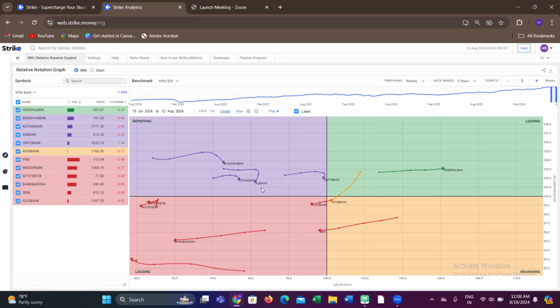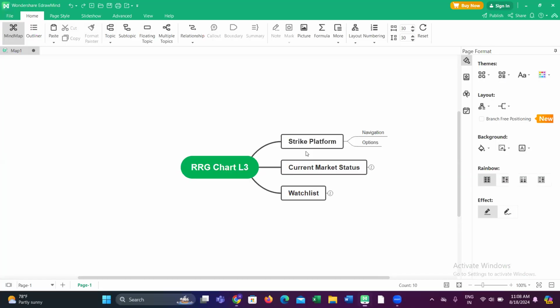And this is just an example. Please don't consider any buy and sell recommendation. This is only for educational purposes, right? So you can see that out of Nifty Bank indices, the Federal Bank is in the leading, and rest of them are under pressure or probably are in improving. So this covers the first part of navigation and options that you have.